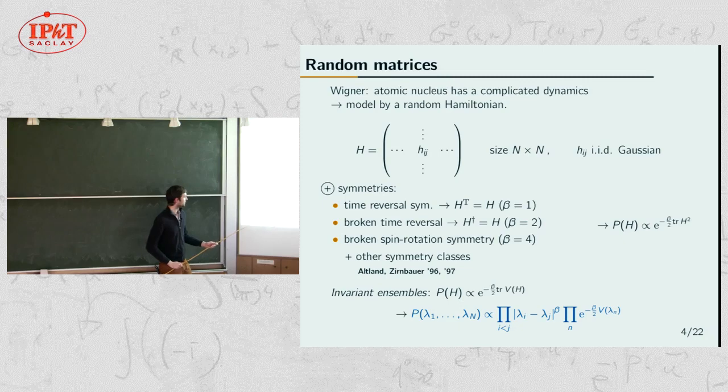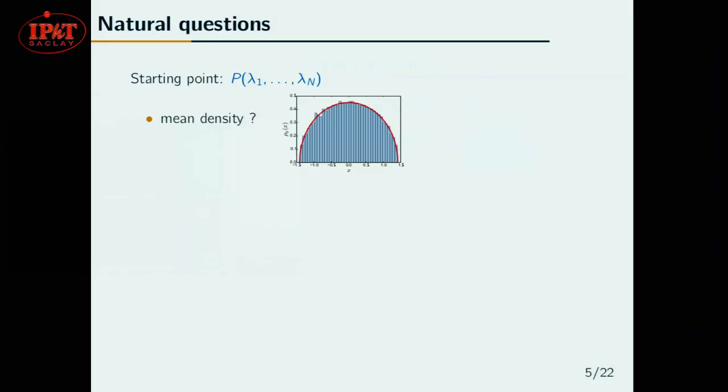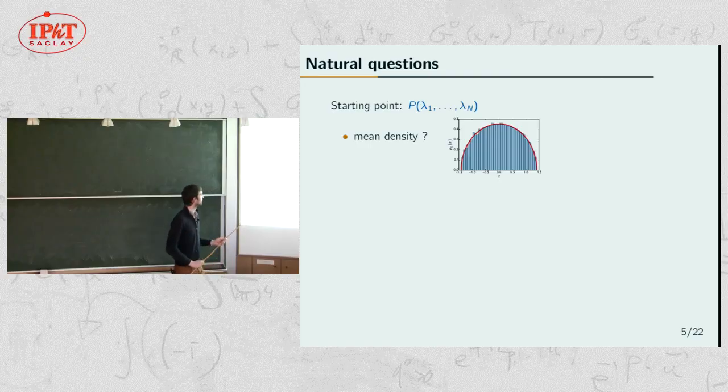So all of this is now our starting point. We have picked a probability distribution for the Hamiltonian. It gives you this joint distribution of eigenvalues, and then the questions you ask depend on the kind of physical quantities you are interested in, or the context. For example, the typical thing you can ask is: what is the mean density of eigenvalues? Here I show you the example from the Gaussian matrix which I showed before. That's a histogram of the diagonalization of one big matrix, and the red line is the famous Wigner semicircle law, which is the mean density for this type of matrices.